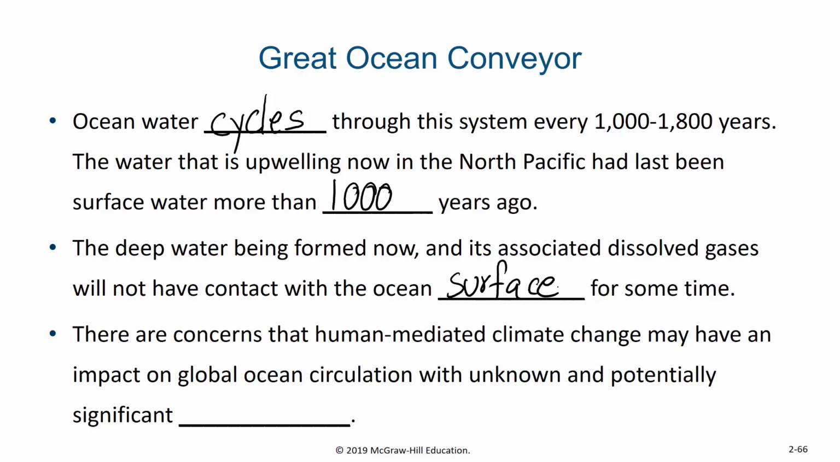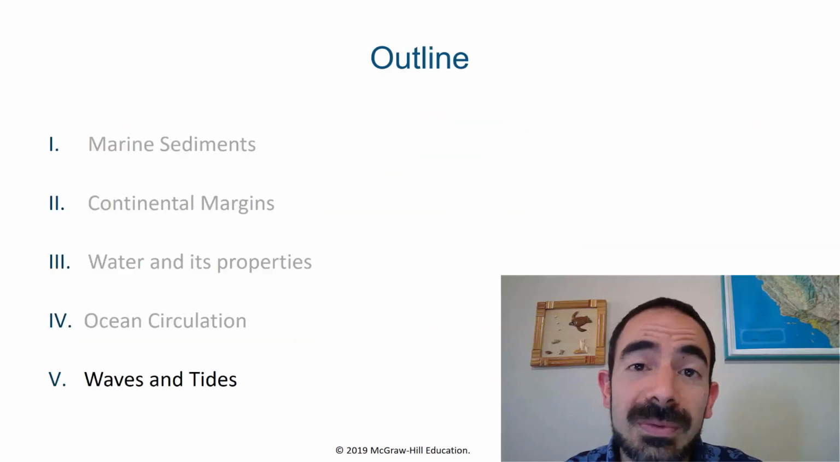There are concerns that human-mediated climate change may have an impact on global ocean circulation with unknown and potentially significant consequences. So understanding the system of global ocean circulation is important as we try to provide insight to the rest of the world. So the world oceans really are connected.